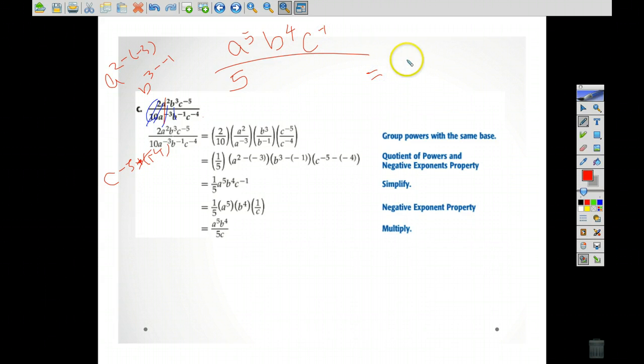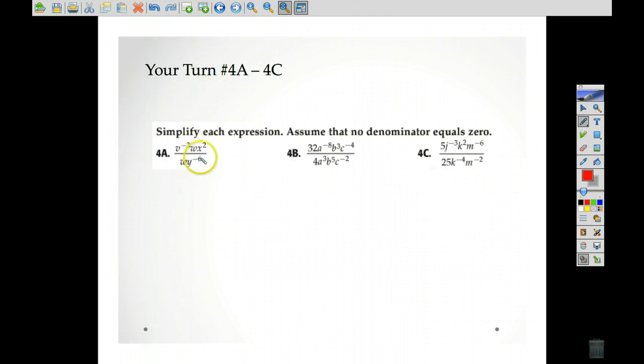All right, rearrange this. Anything positive will stay. Okay, and then negative will come back down as a positive. So c to the 1st, I don't need to put a 1 there. So a to the 5th, b to the 4th over 5c. Good? All right, here's your turn for a, b, c. Remember, anything that has a negative exponent, you change and switch it. If it's upstairs, bring it downstairs. If it's downstairs, take it upstairs.